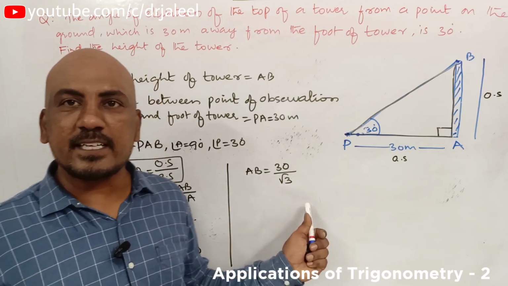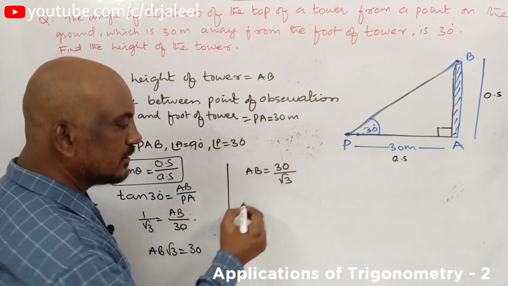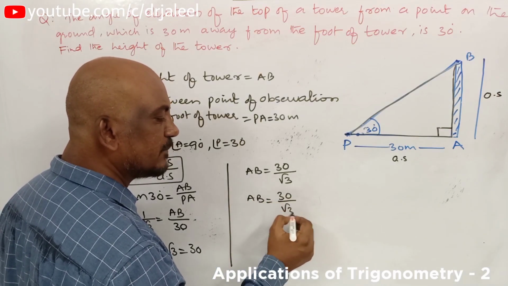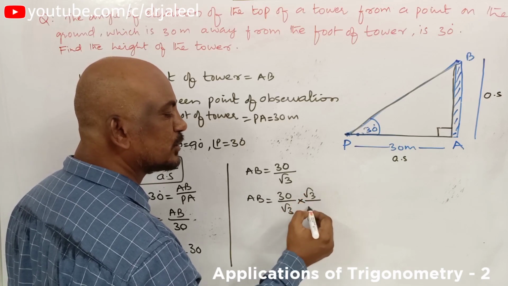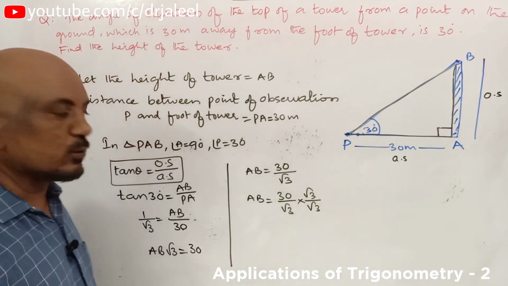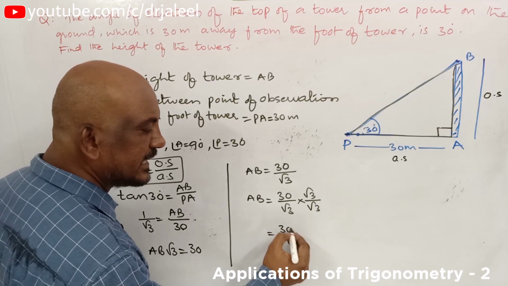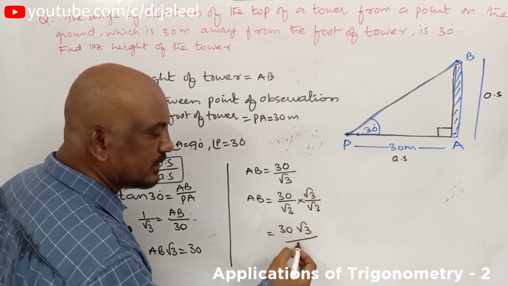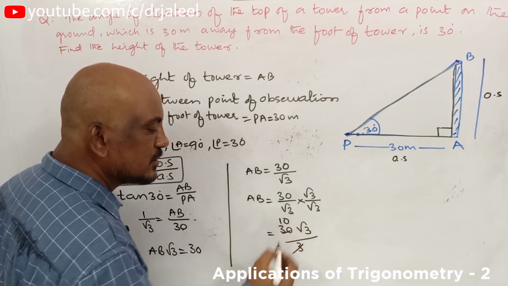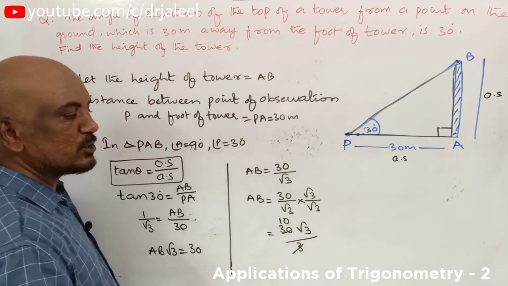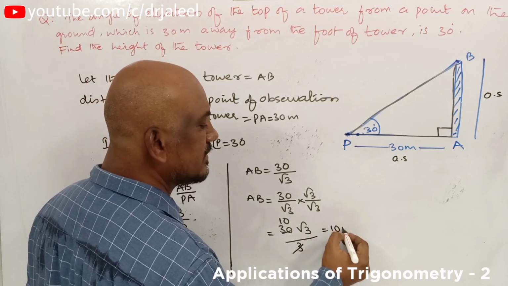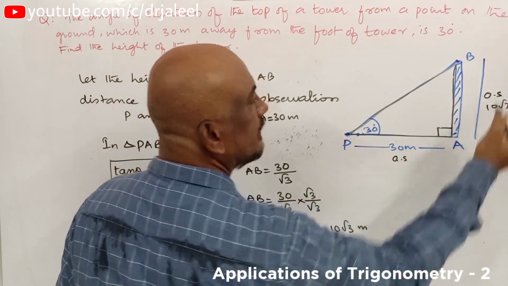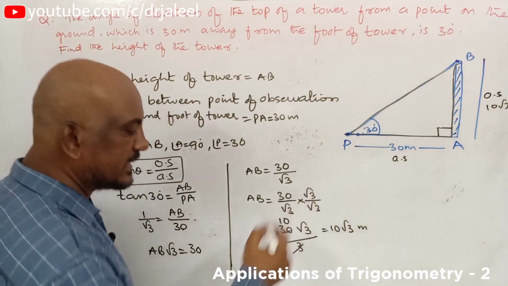So shall we leave this answer here? No, we will further simplify it. AB is equal to 30 by root 3 into, we will rationalize both numerator and denominator with root 3. Then you will get 30 into root 3, 30 root 3 in the numerator, and in the denominator root 3 into root 3, you will get just 3. So 3 tens are 30, 30 by 3 is 10. How much is it? 10 root 3. So how much is the height of the tower? 10 root 3.